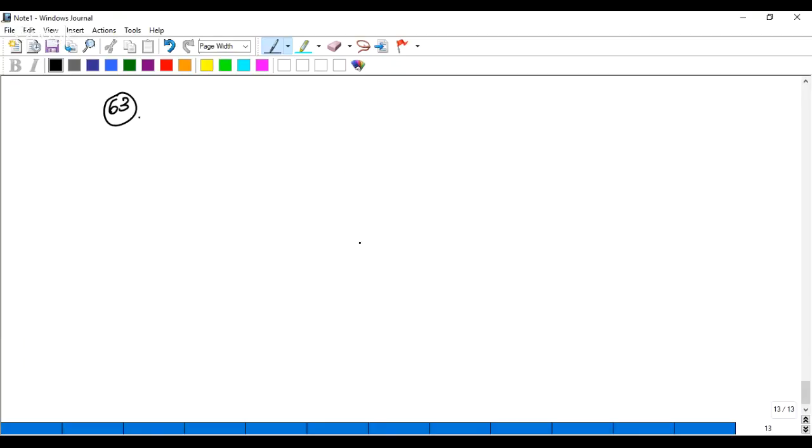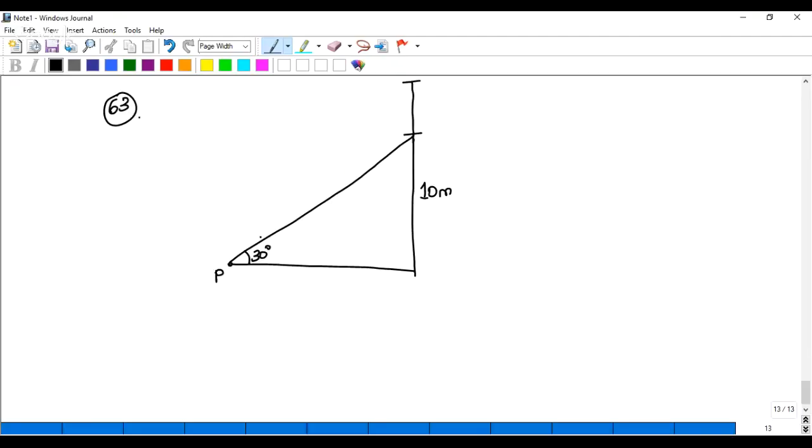From a point P on the ground, angle of elevation of the top of a 10-meter tall building is 30 degrees. So if this building is 10-meter tall, he's saying the angle of elevation is 30 degrees from the point on the ground P. A flag is hoisted on top of this building, and from this point now he's saying that the angle of elevation of this flag post is 45 degrees. So he wants the height of this flag staff.